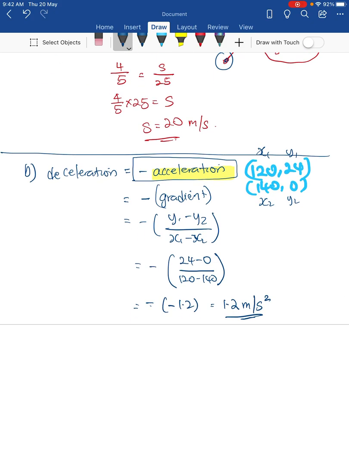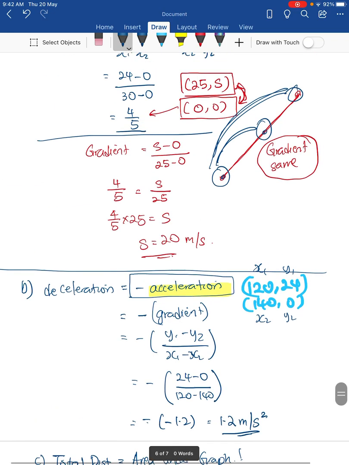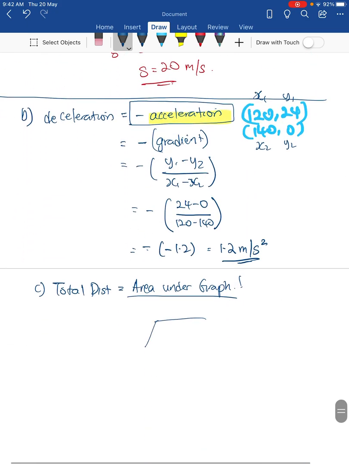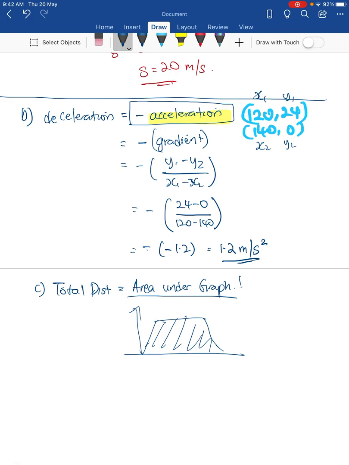Okay, so part C will be the total distance. Total distance, of course, the thing that comes to your mind should be the area under the graph. Okay, area under the graph. So we want to find it for the whole journey. For the whole journey, the graph is basically a trapezium. If I were to sketch it out here, it looks like this basically. Okay, it's a trapezium.